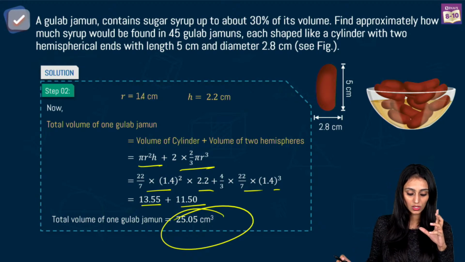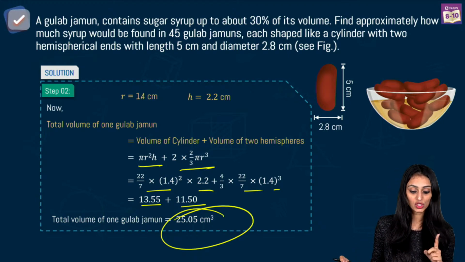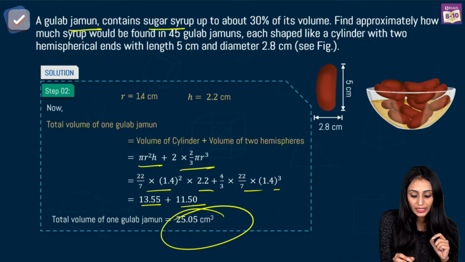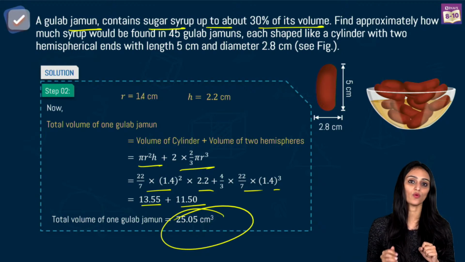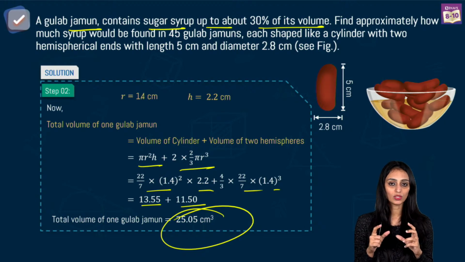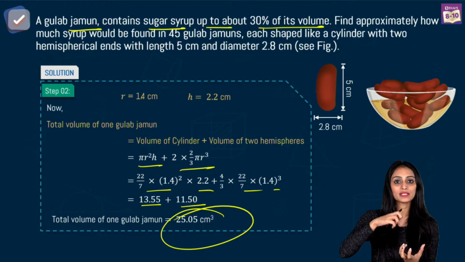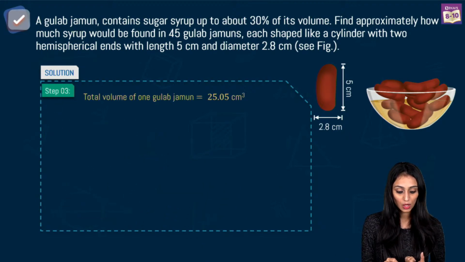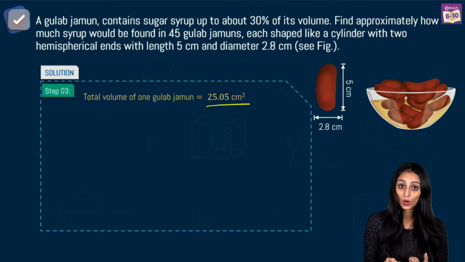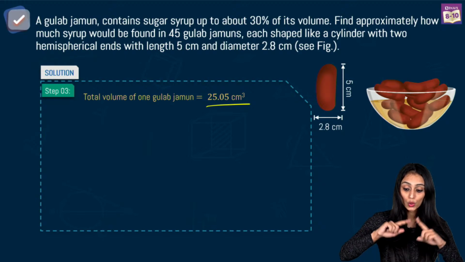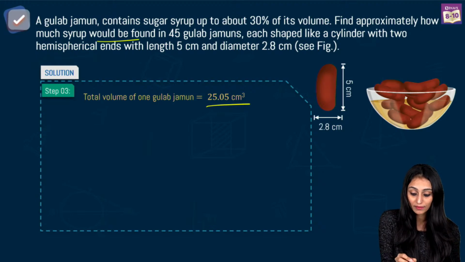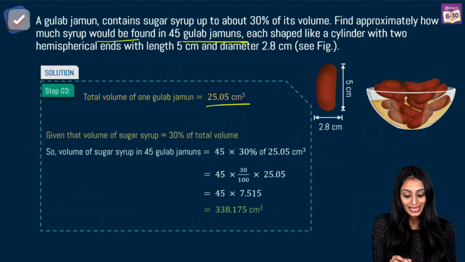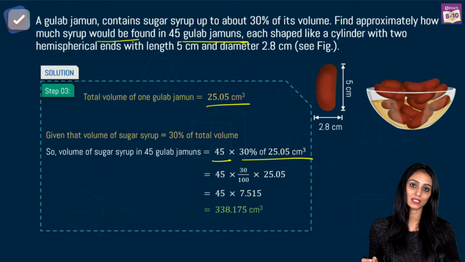Okay. So this is the volume of one gulab jamun. But the question is saying a gulab jamun contains sugar syrup up to 30% of its volume. So in one gulab jamun, the amount of sugar syrup is basically 30% of the gulab jamun's volume, right? So what is the gulab jamun's volume? That's this. And what will be the value of sugar syrup in it? That would be 30% of it. So total sugar syrup I have to find out. And there are 45 gulab jamuns. This is the reason we are multiplying this by 45.